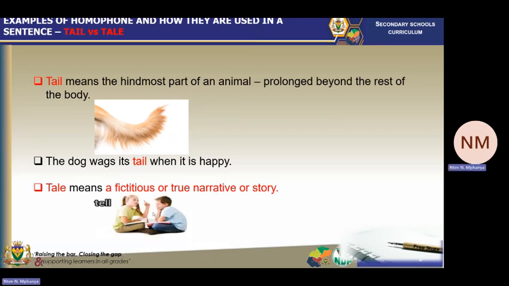Now, look at this too. Who is telling the story to who? The girl tells the boy a fairy tale. We said it is a what? A fairy tale because it is fictitious, it's not true.